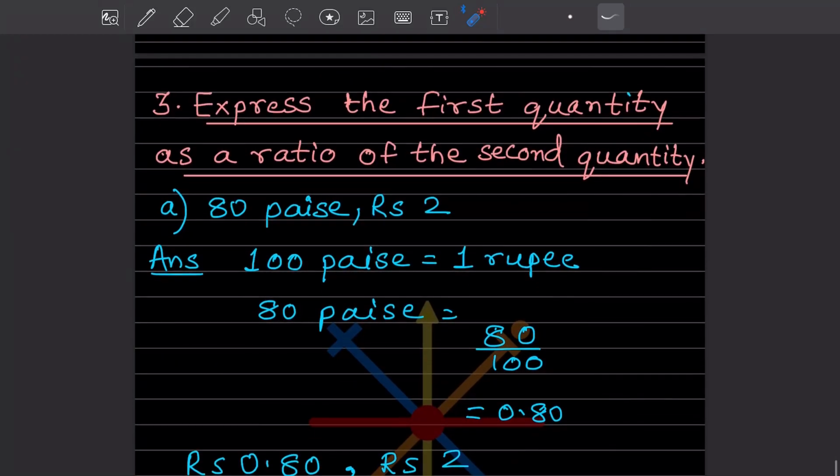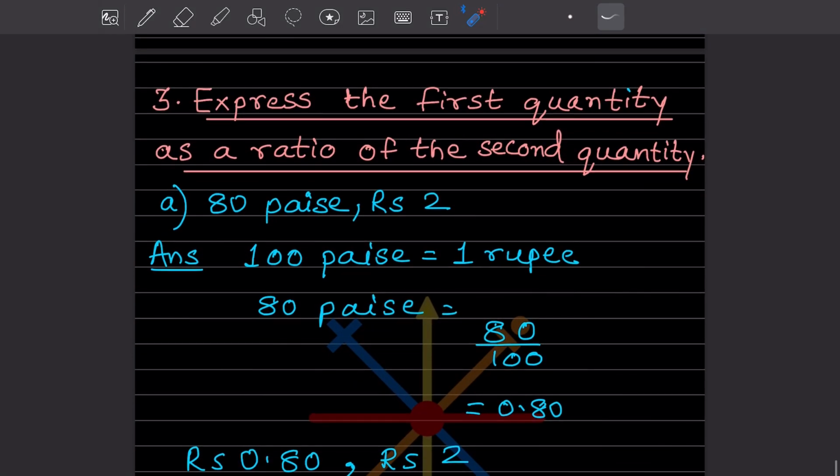Now the next question says: express the first quantity as a ratio to the second quantity. Now look at the first one. What are we going to do here? This is given as 80 paise and this is rupees 2. So what will we do here? 100 paise means 1 rupee. So 80 paise is going to be how much?